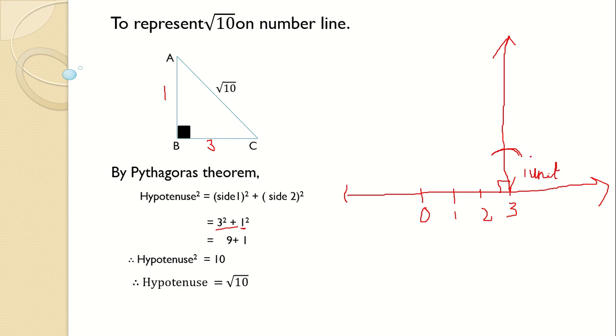Name it A or something here. Name it B or something here. And C here. Now join A and B. This is 1 unit, this is 3 units, so this has to be root 10. Now keep your compass point here at B. Make an arc from A. Okay, so this point where it intersects is going to be your root 10 distance.